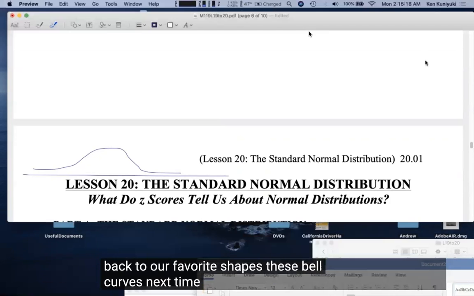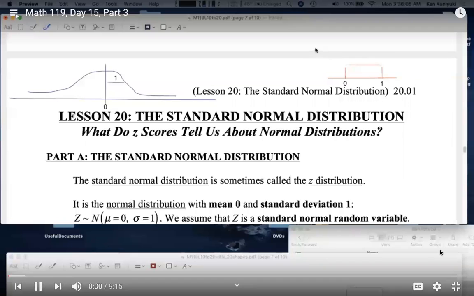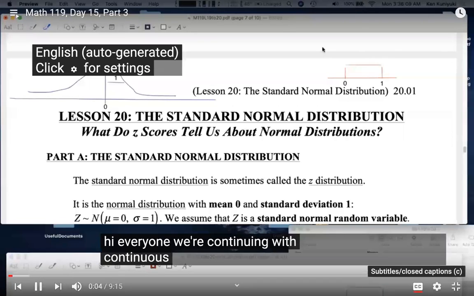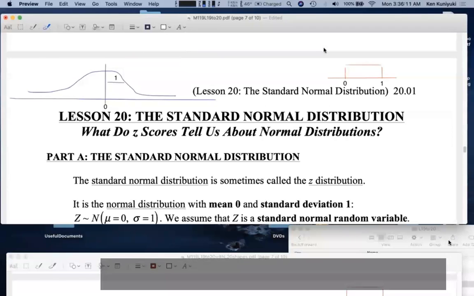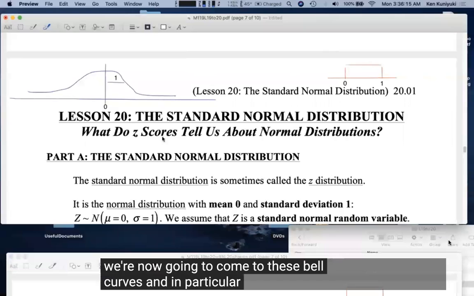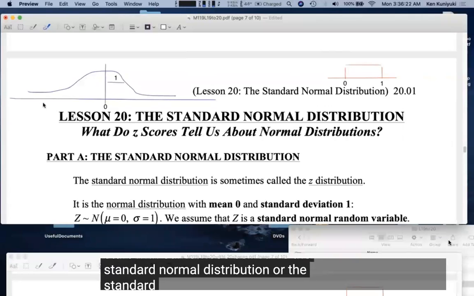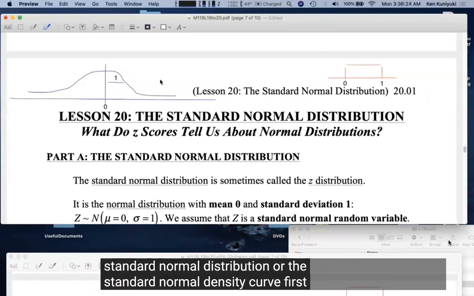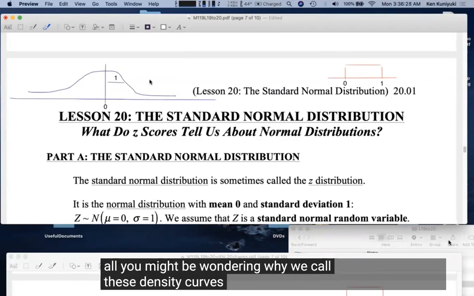Hi, everyone. We're continuing with continuous probability distributions, and we're now going to come to these bell curves. And in particular, we're going to start with our famous bell curve, the standard normal distribution, or the standard normal density curve.